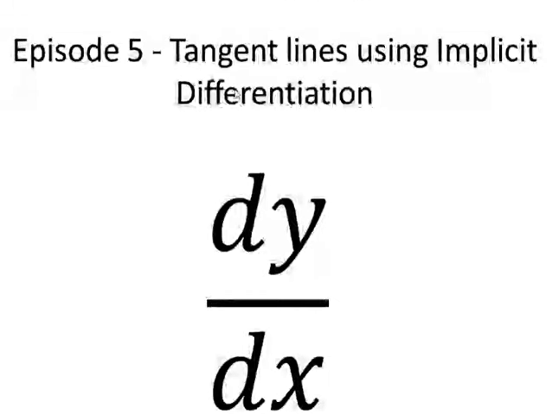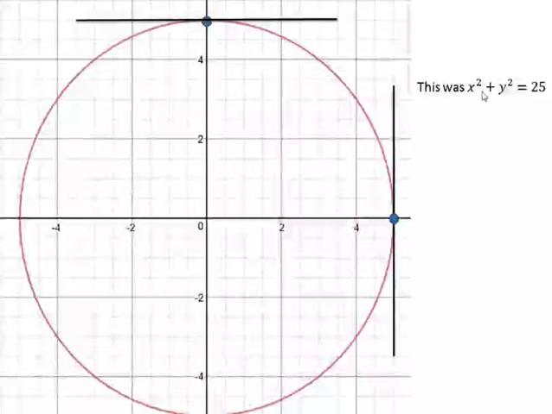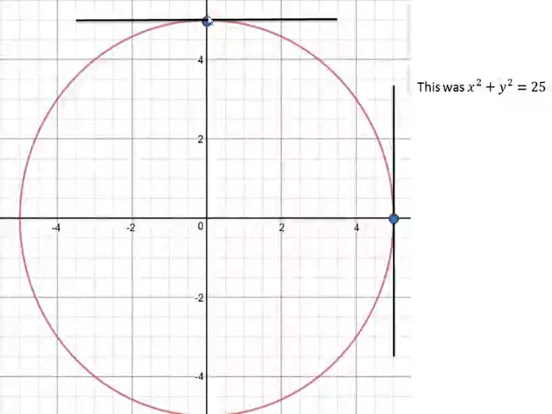5, sorry, of maths. Today I'm going to be using implicit differentiation to solve tangent lines, or tangent lines using implicit differentiation, and we'll be using dy divided by dx. So the equation for this graph that I made was x squared plus y squared is 25, and that's why it intersects at 5 on the x and y axis.